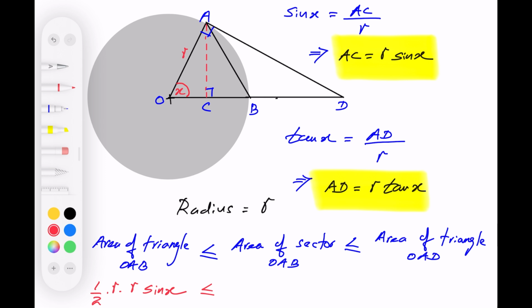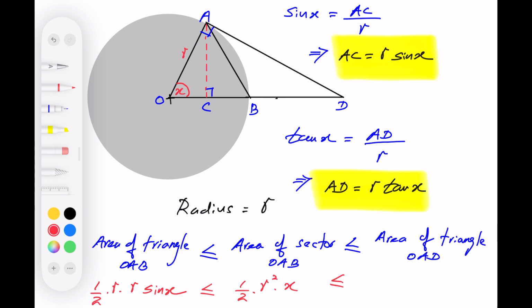Can you still remember how to find the area of a sector? From plane trigonometry, we know that if you have a sector whose radius is equal to r, and if the angle is equal to theta, the area should be equal to 1/2 r squared theta. Now for our geometric construction, the radius is equal to r and the angle is equal to x. Therefore, the area of the sector OAB should be equal to 1/2 r squared x. That should be less than or equal to the area of the triangle OAD.